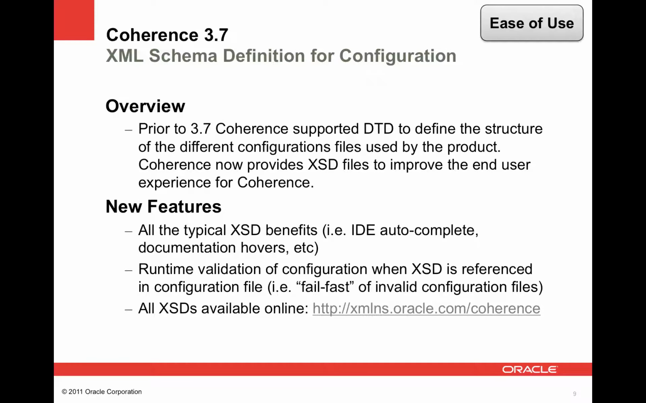With Coherence 3.7, we now ship with an XML schema definition for configuration. Prior to 3.7, Coherence supported DTDs to define the structure of the XML of different configuration files used within the product. We now provide the XSD files to improve the end-user experience for Coherence. The new features include all the typical XSD benefits within an IDE: autocomplete, documentation hovers, etc. Runtime validation of configuration when the XSD is referenced in a configuration file, so you can now fail fast on invalid configuration files, and all the XSDs are available online.